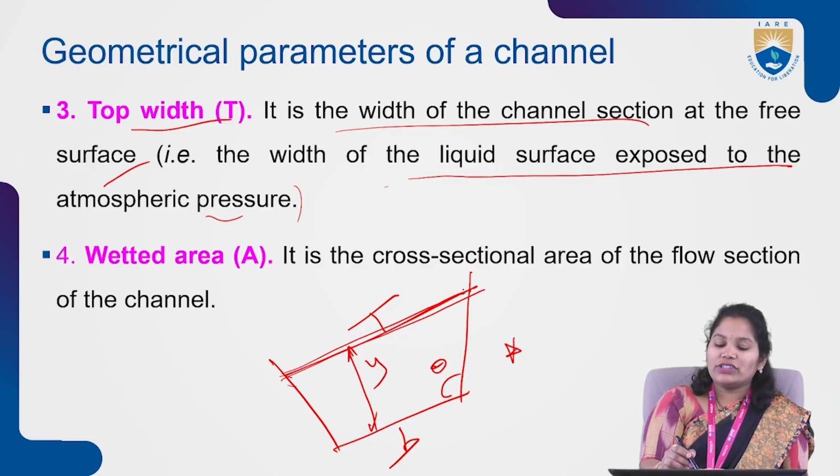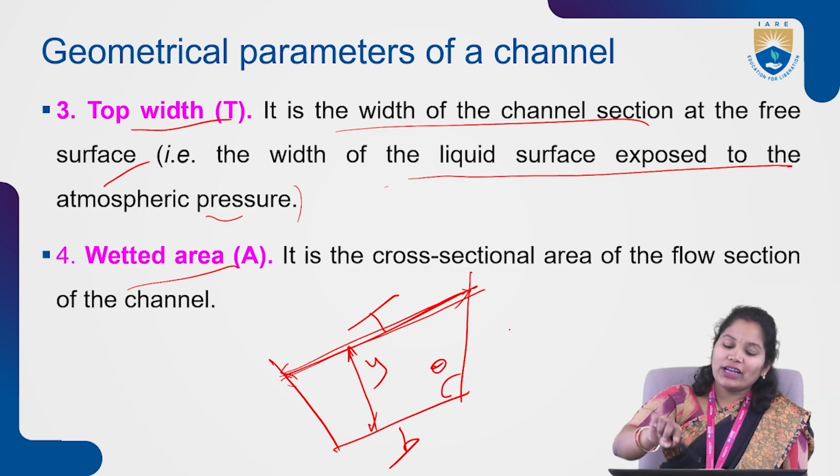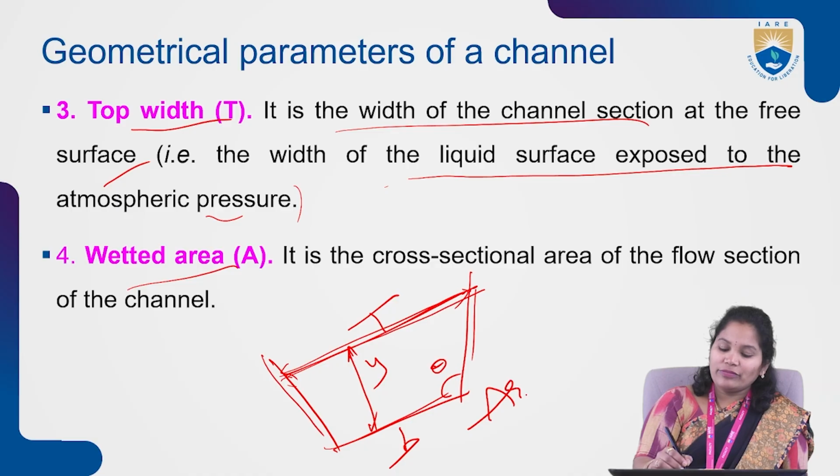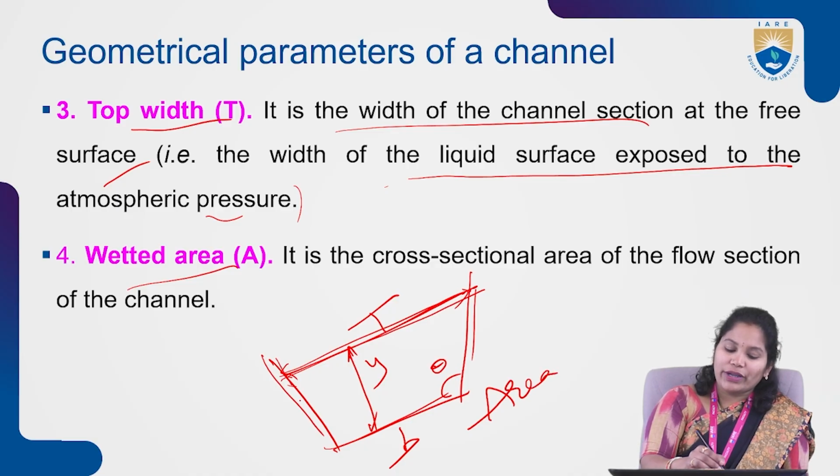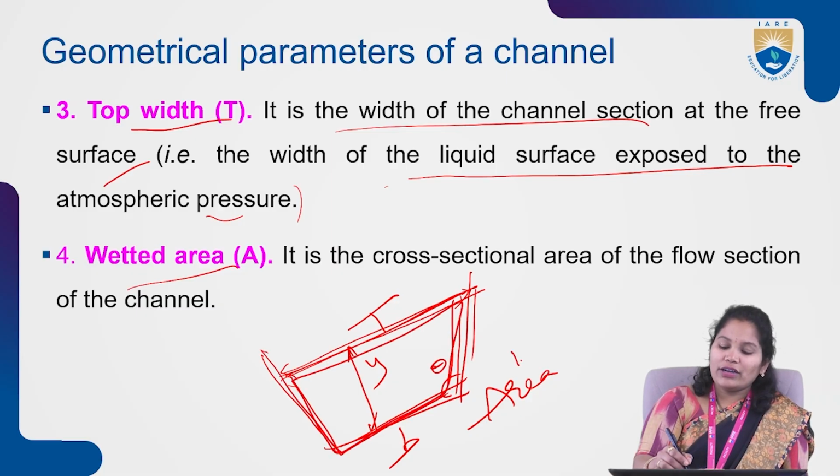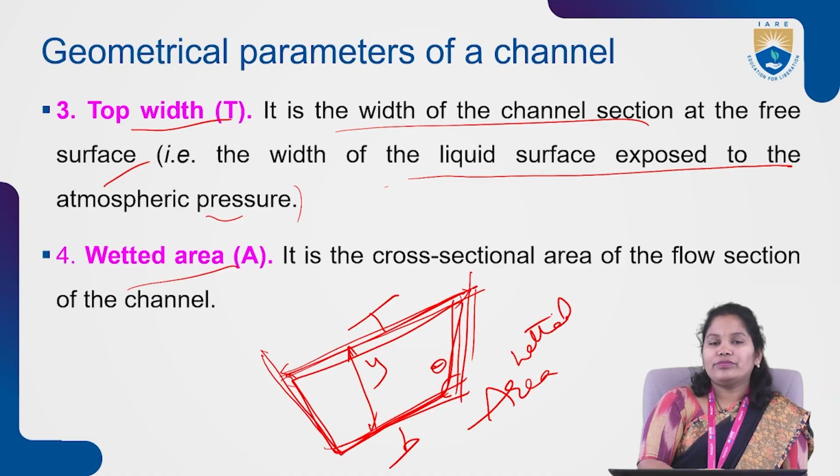The free surface which is getting exposed to the atmosphere is known as the top width in an open channel. Now, wetted area. What is the wetted area in an open channel? The area which gets wet with the flow, this portion, is your wetted area.